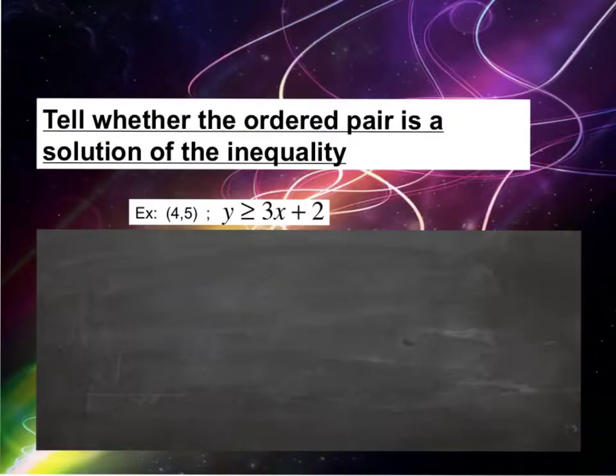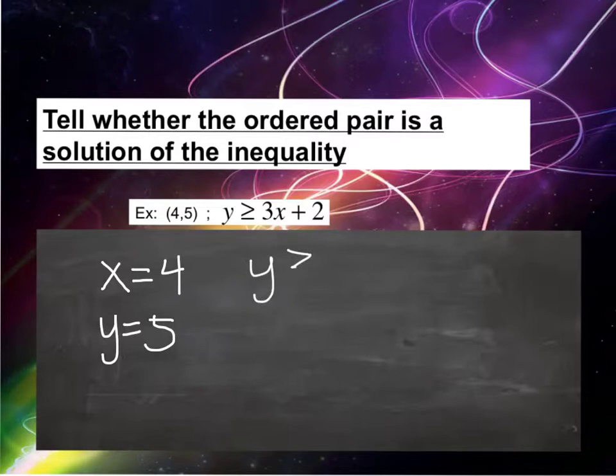Here's an example that you may encounter. Tell whether the ordered pair is a solution of the inequality. The ordered pair that we have is 4, 5. x equals 4, y equals 5. And we're given the inequality y is greater than or equal to 3x plus 2. So I'm going to substitute in the 4 for x and the 5 for y and see if it's a true or false statement. And that will tell me if it's a solution or not of the inequality.